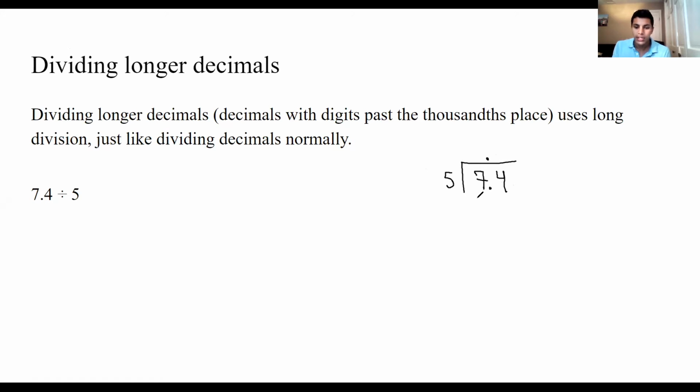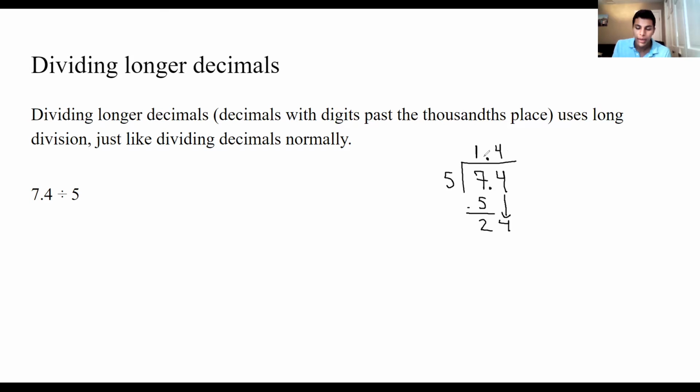So now 5 goes into 7 one time. So we put a 1 here. So 1 times 5 is 5. 7 minus 5 is 2. And then we bring down this 4 to get 24. 5 goes into 24 4 times.